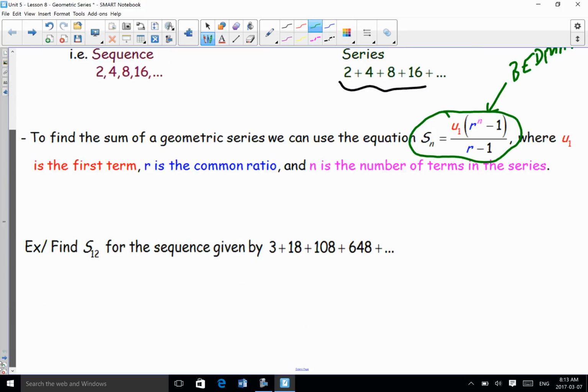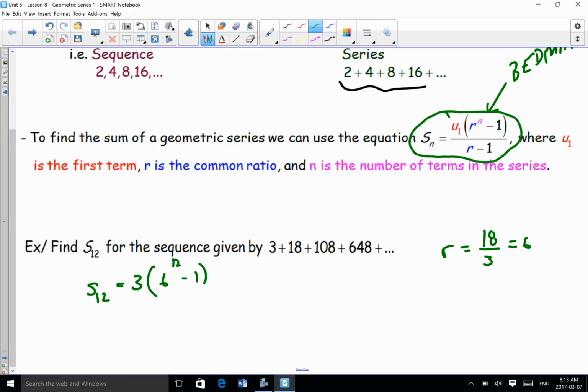So I'll try a simple one to get ourselves started here. I want to find S12, the sum of the first 12 terms. So u1 is 3. To find r, we can do u2 divided by u1, which comes up to 6. So 6 to the power of 12 minus 1, all over 6 minus 1.